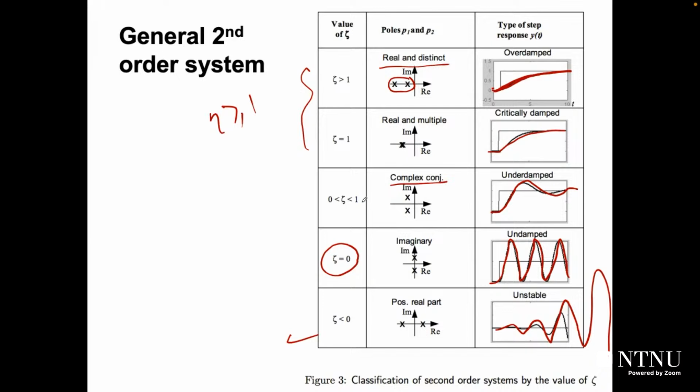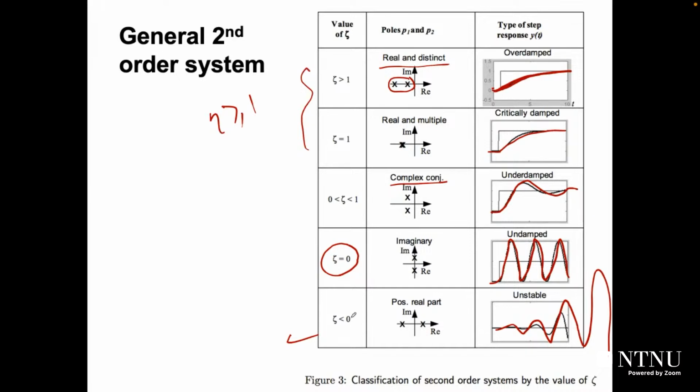When zeta is less than 1 and greater than 0, the poles will be complex conjugate and the system will be underdamped. When zeta is equal to 0, my poles will be imaginary, and in this case my system will be undamped. Undamped means it will oscillate.